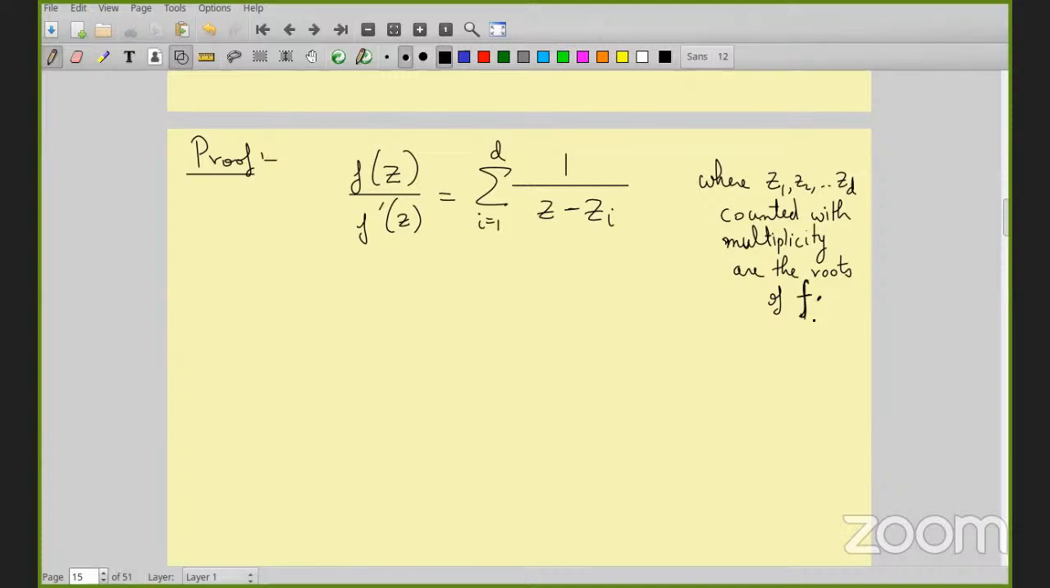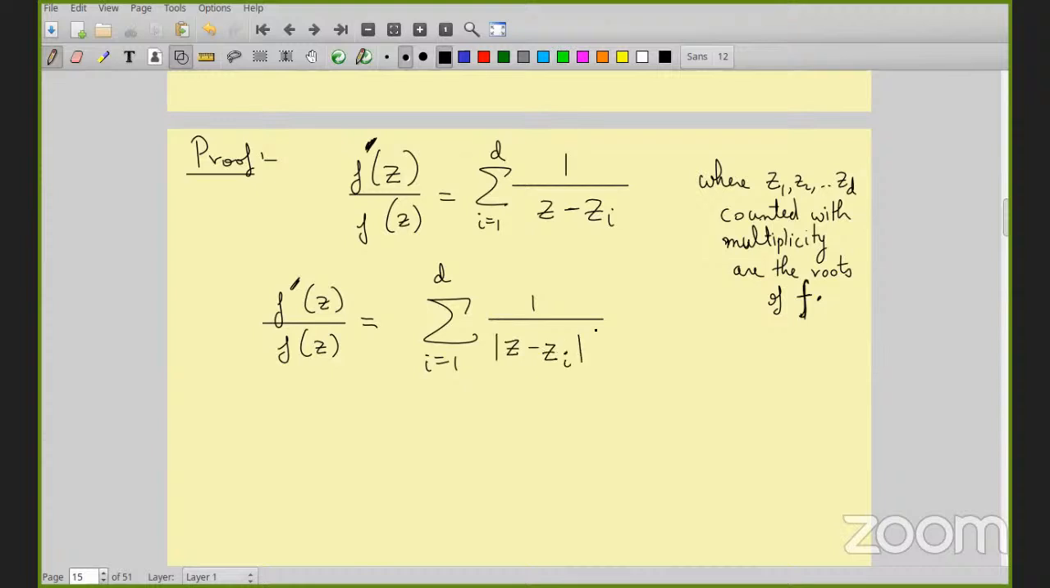This f prime over f has poles at the roots of f, but that's not a problem. We are only going to be looking at this function at points that are not equal to the z_i, so let's look at what happens at those points. I just multiply by the conjugate for both of these. Here I get the absolute value of z minus z_i squared, and here I have z bar minus z_i bar, the complex conjugate. So far it's just manipulation.